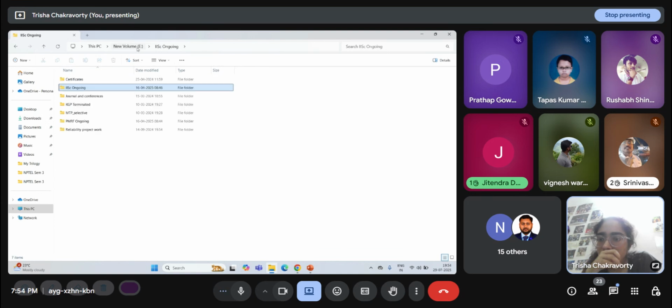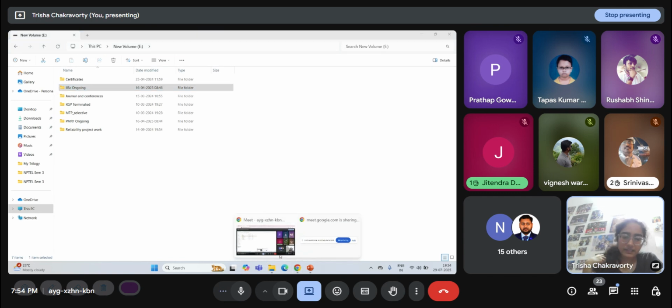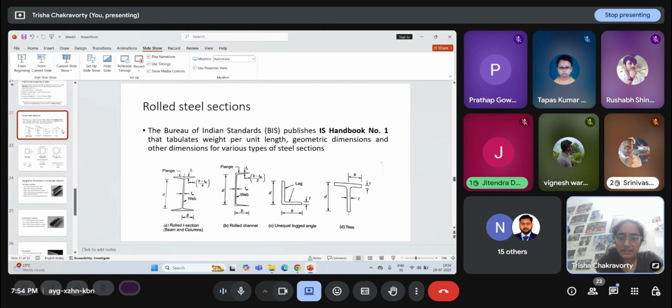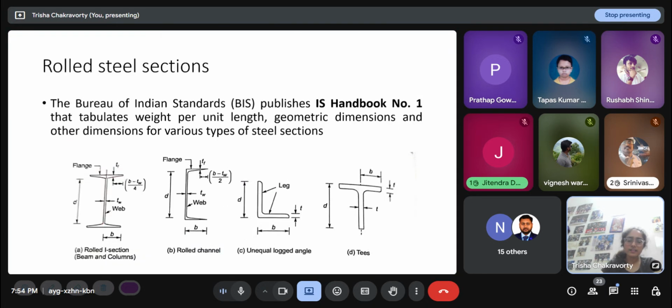Okay, I don't have the code here right now, but SP6 is the sectional handbook. It has lists. I'll show you in the next class maybe how each section is given a name, and the name generally, like ISMB 200. If the depth is 200, it is an I section. All of these properties, all of these dimensions are listed. Then some of the properties like moment of inertia and all of that are also listed.